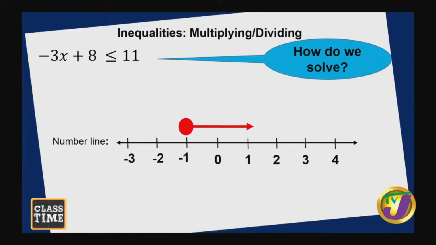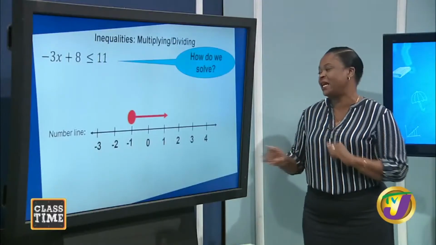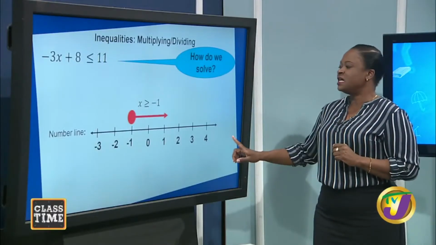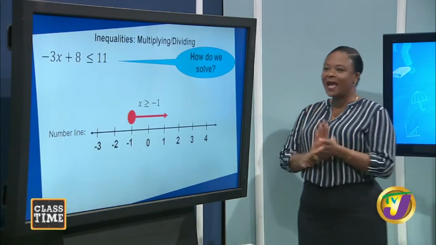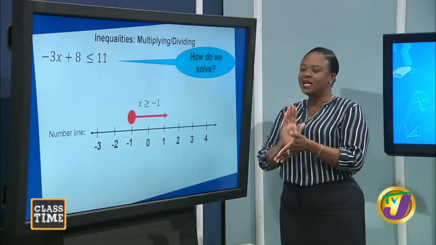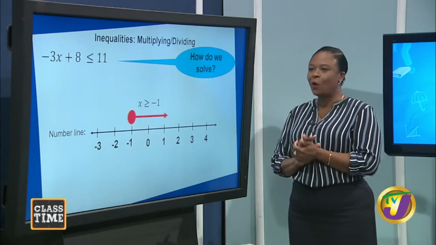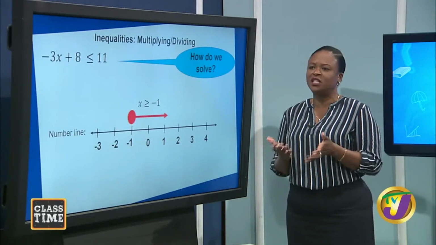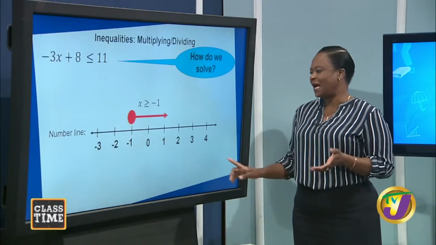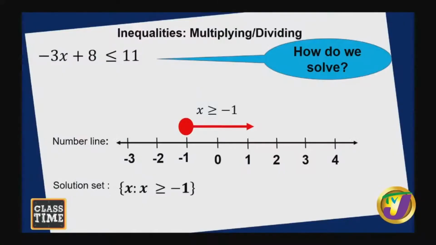To include negative 1. Please don't forget it. Therefore, x is greater than or equal to negative 1, to include negative 1. And what would the set builder notation be? What would it look like? x is such that x is greater than or equal to negative 1.